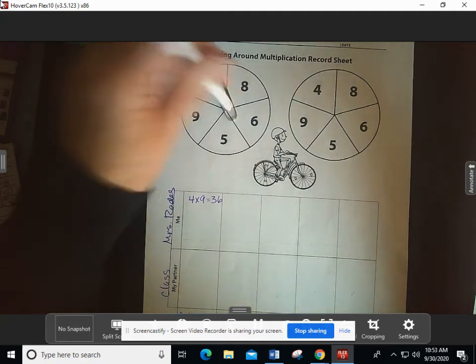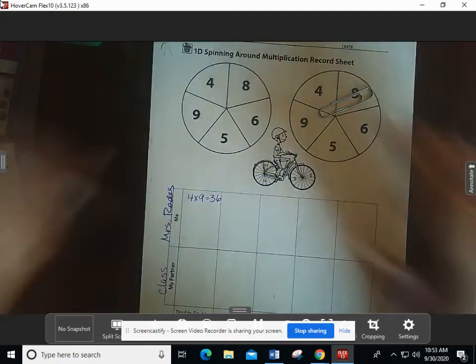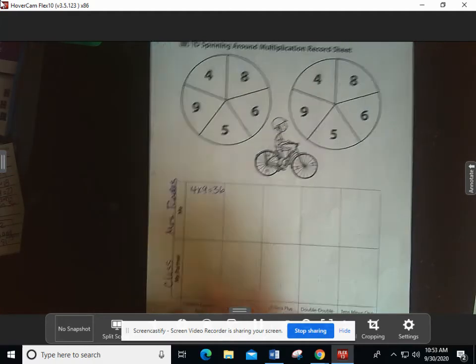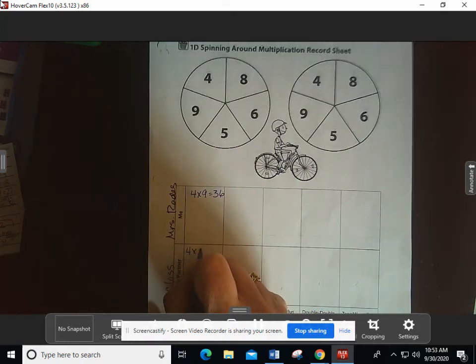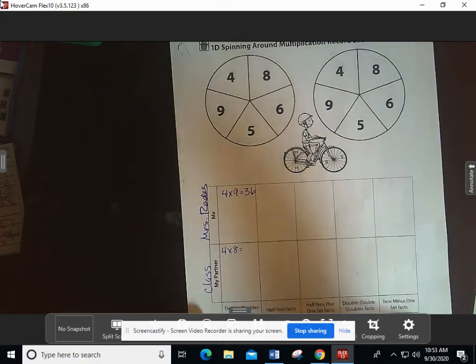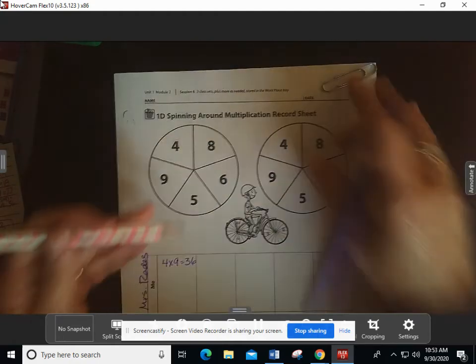Okay. Class, you have a 4 and an 8. Where do you want to put yours? The 4s or the 8s? Adrian, you're the birthday boy. You can make a pick. 4s or 8s? I couldn't hear you. 4s. 4 times 8 equals what? Oh, I know my math facts. Do you know yours? Okay, what is it, Reese? 32.